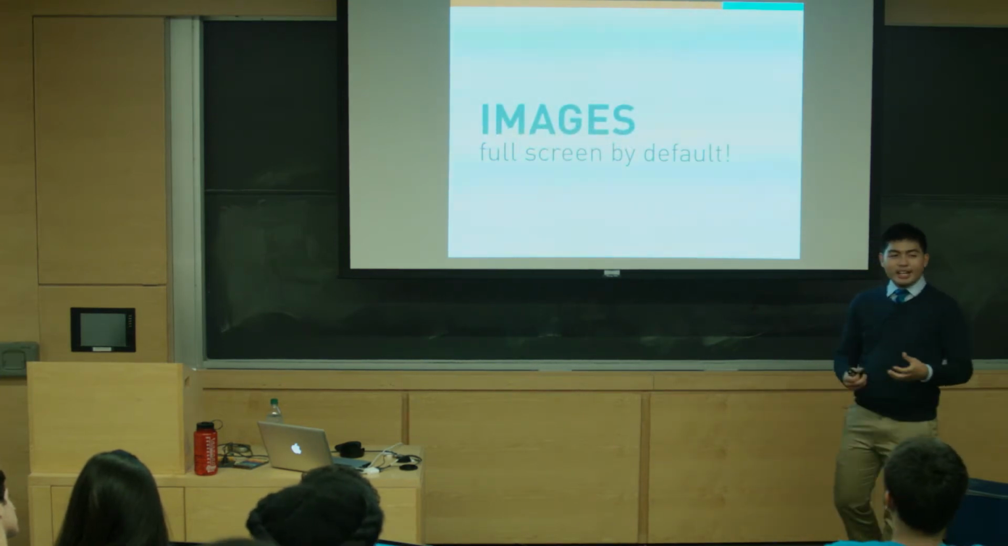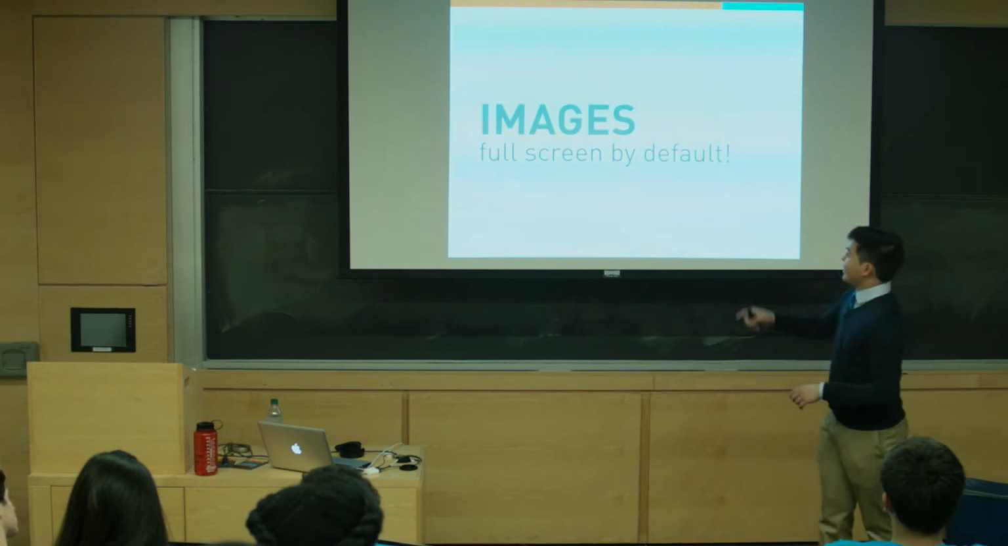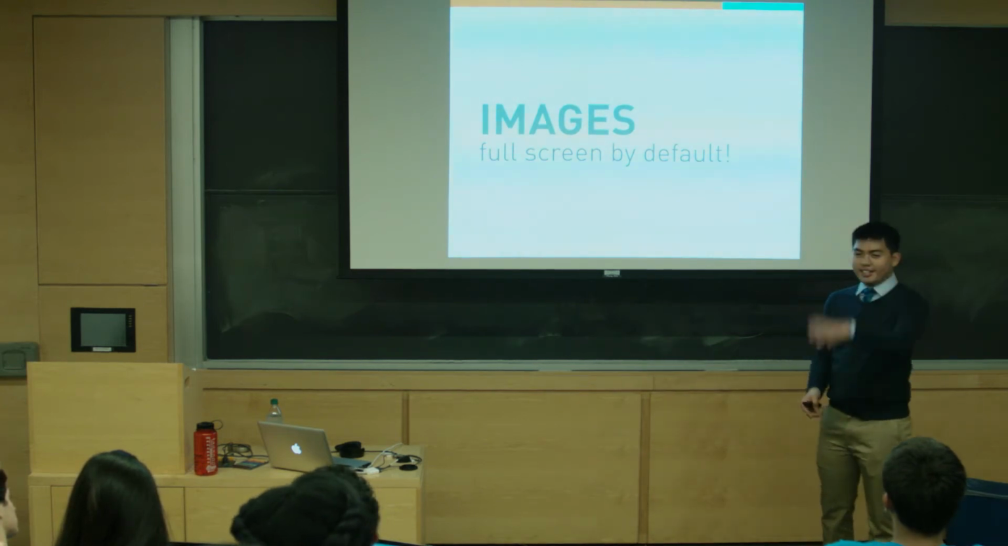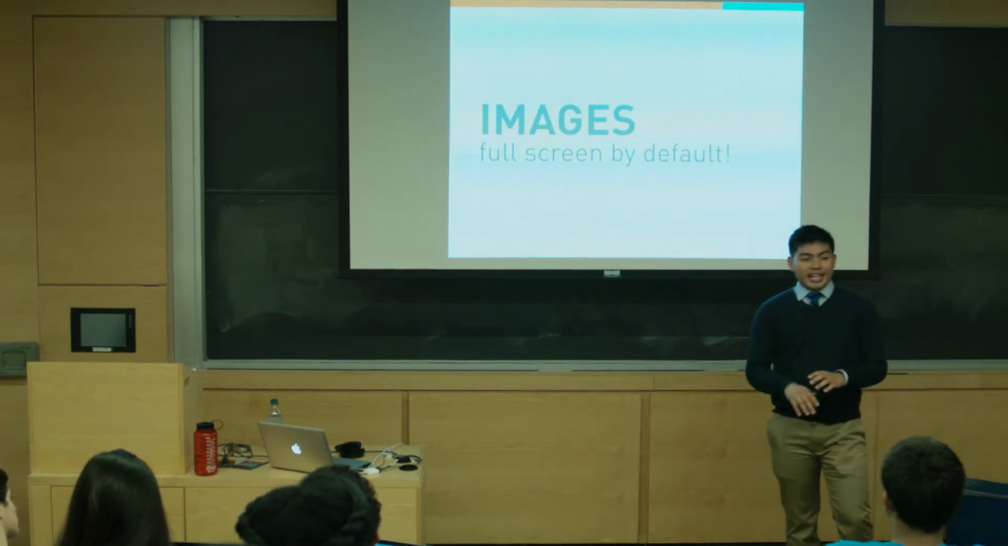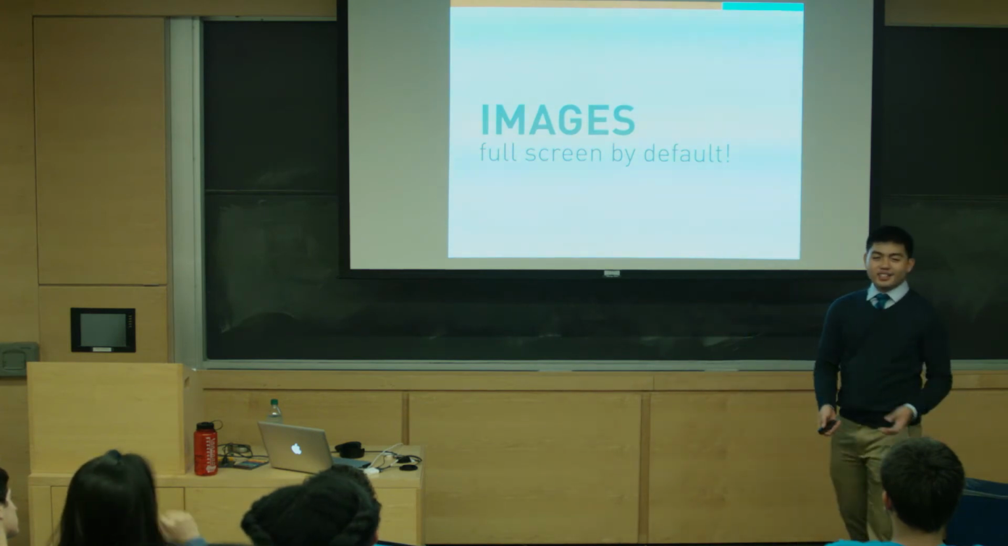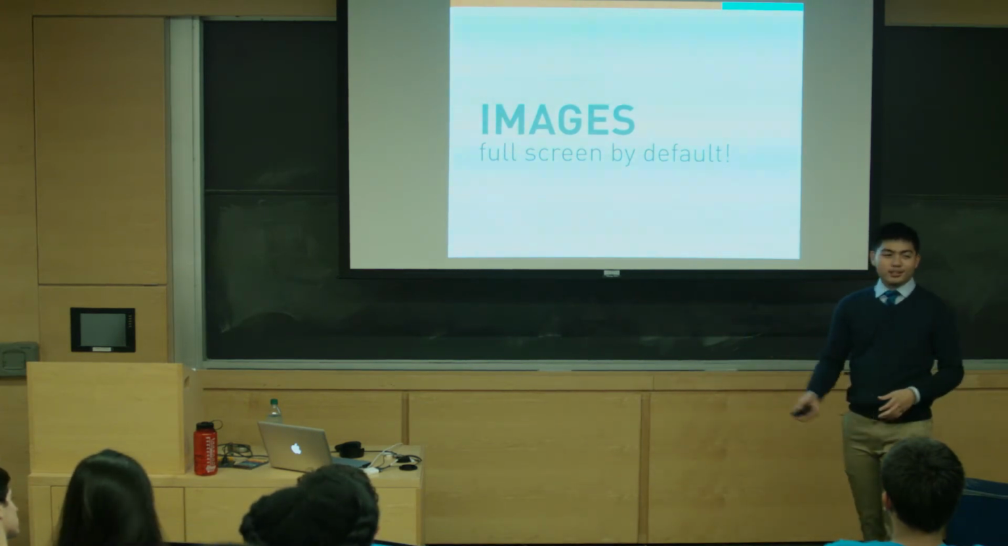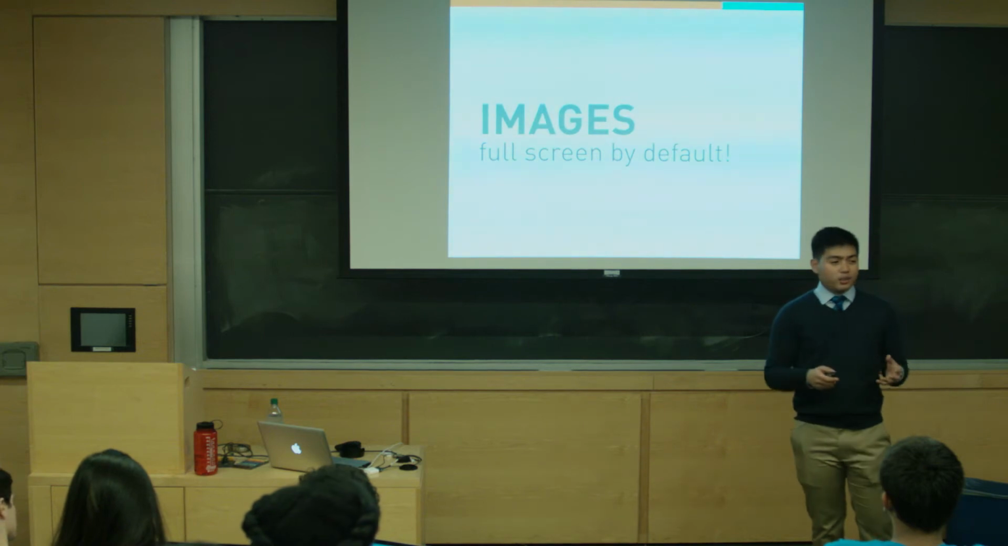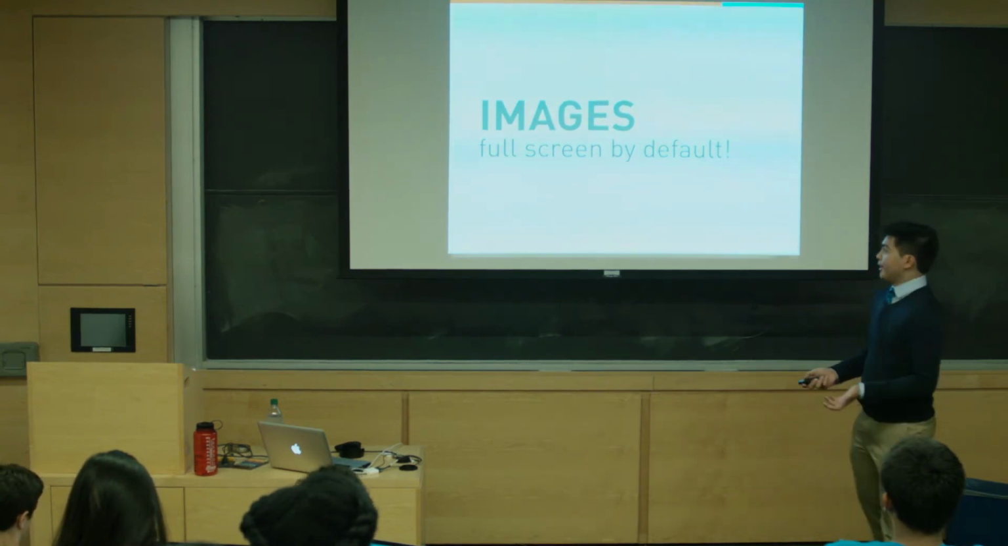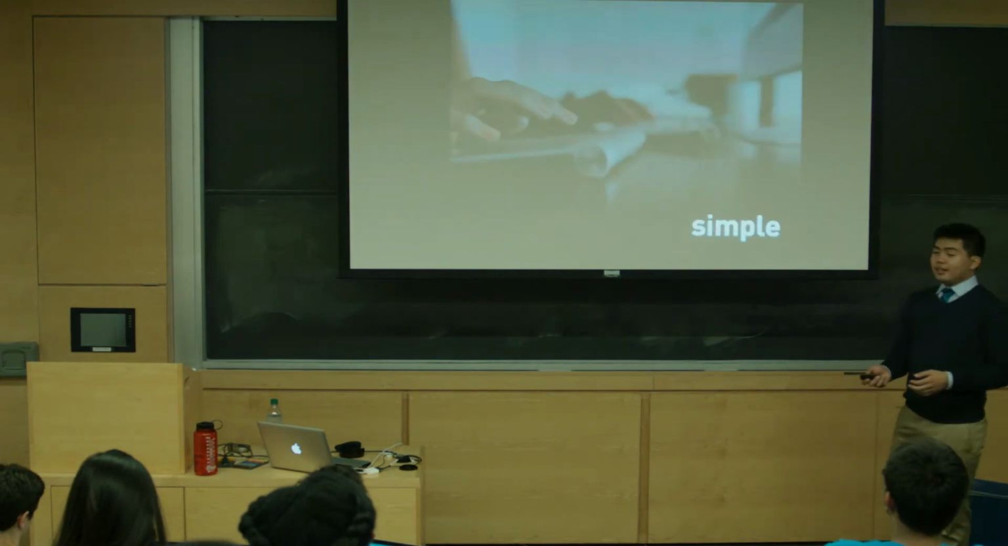Images. When a lot of people use images, they use the default template where there's text on the left side and images on the right side, which is the absolute worst way to put an image in your slide. Nobody will want to look at the picture. So my rule of thumb is it should always be full screen by default. Let me give you an example of that. This one is very simple, and it allows you to see the image.